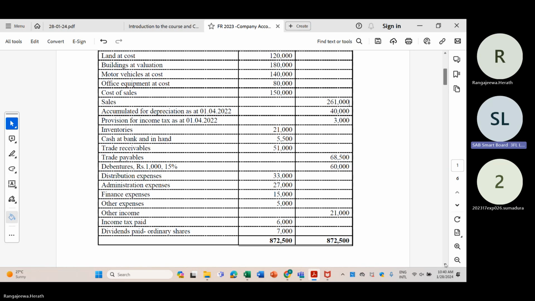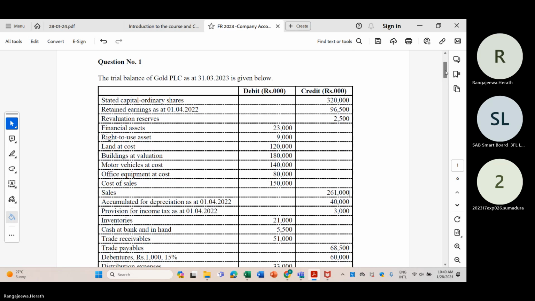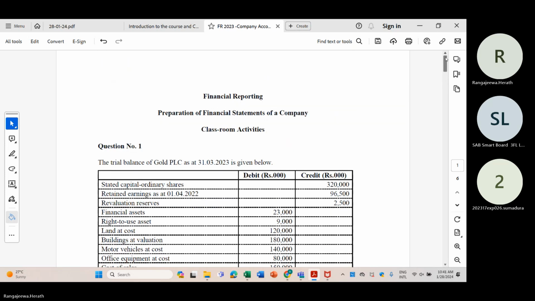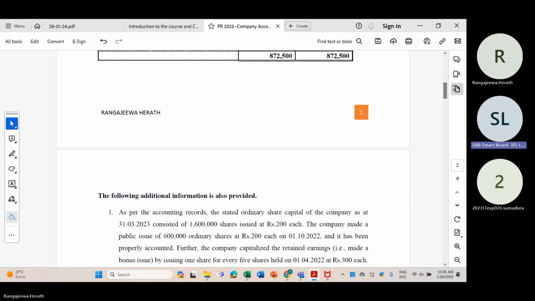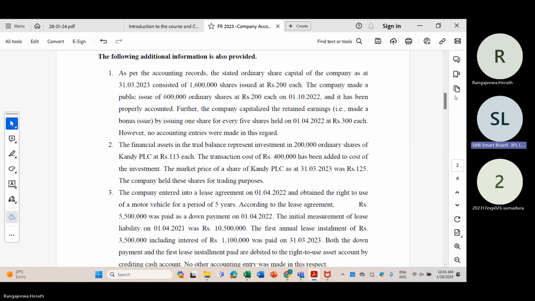Right? So this is the first activity. After the trial balance, we have the additional information. As per the accounting record, the stated ordinary share capital of the company consists of 1.6 million shares issued at 200 each. Let's check it.